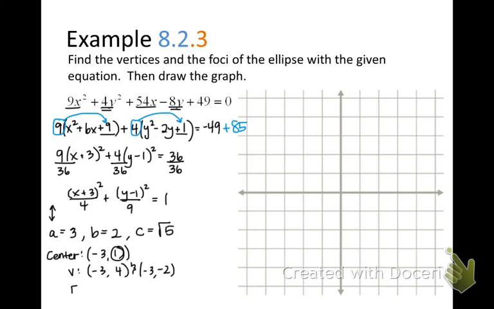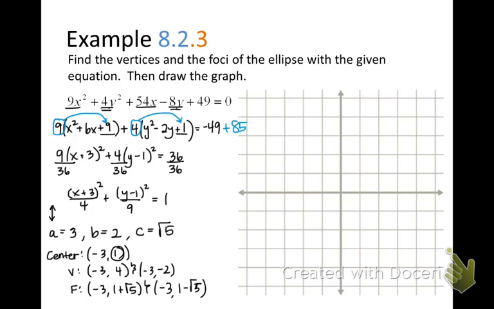For the foci, same thing, but what am I adding and subtracting? C, square root of 5, right? So you're just literally going to write 1 plus the square root of 5, right? Not too bad. And 1 minus the square root of 5. So if you don't get a perfect number, that's fine. You'll just write it like that and then guesstimate what your numbers are between, right?